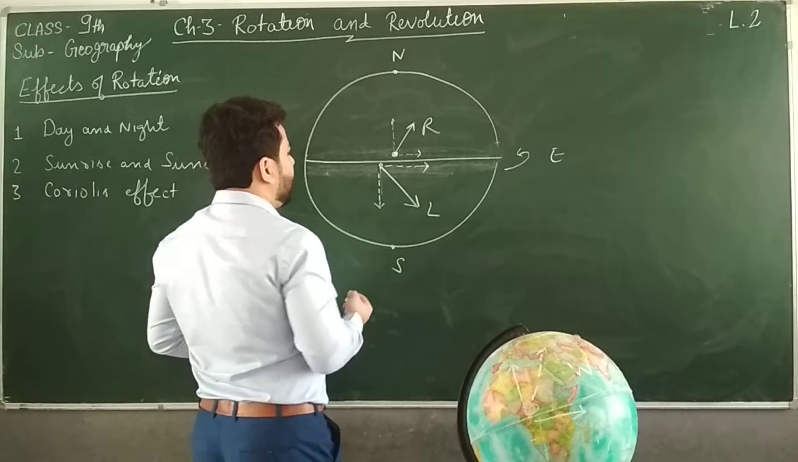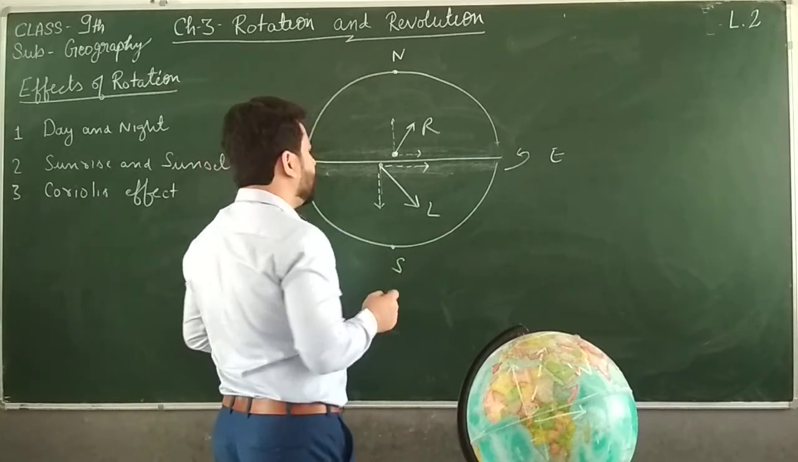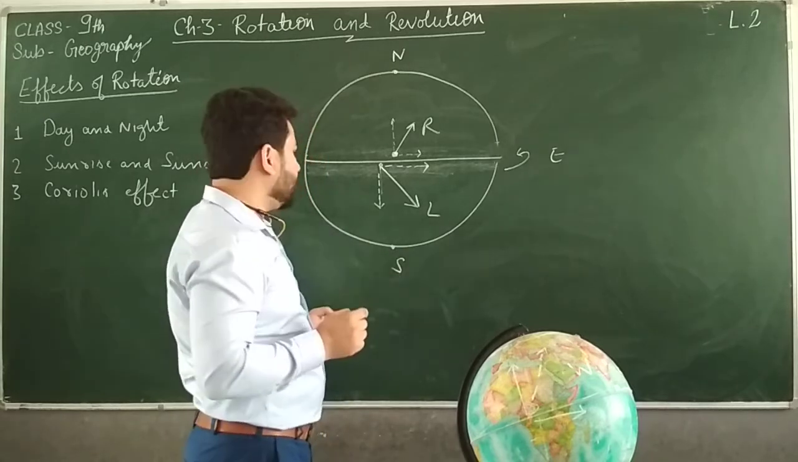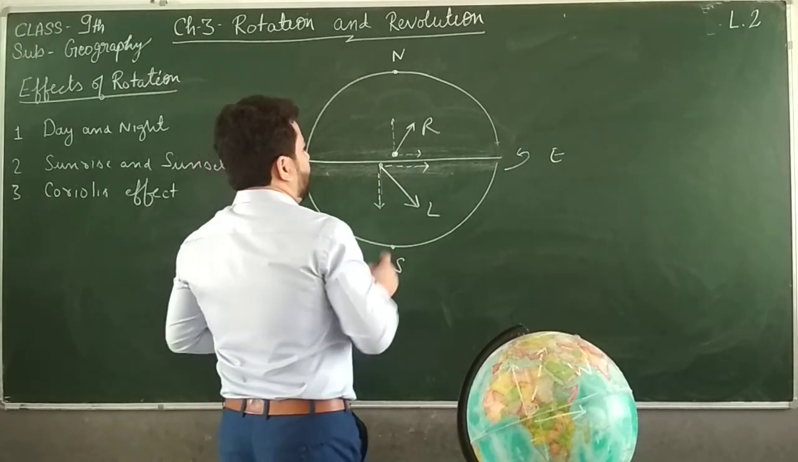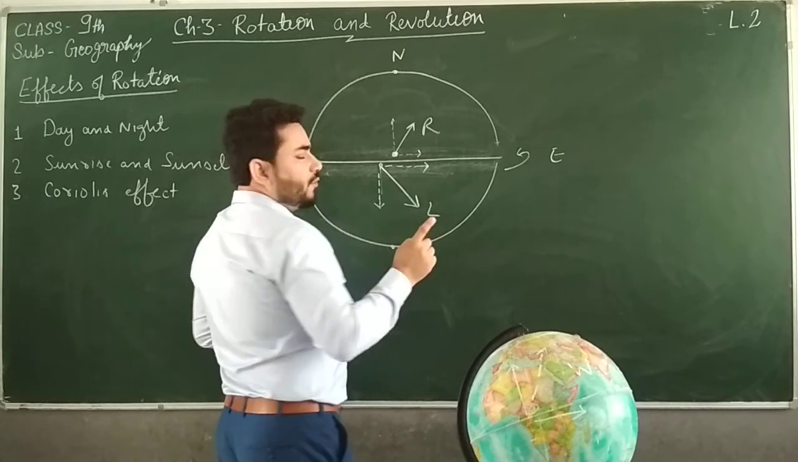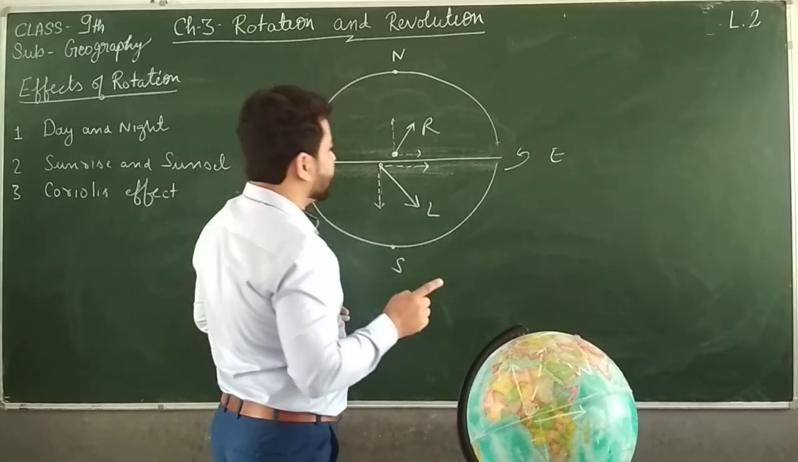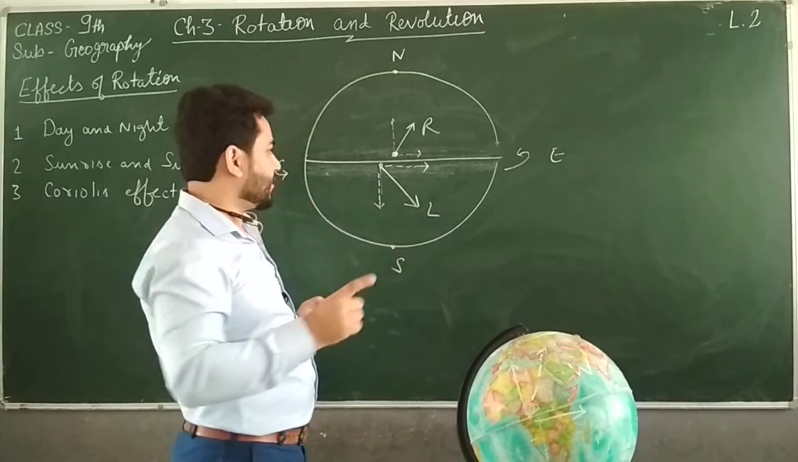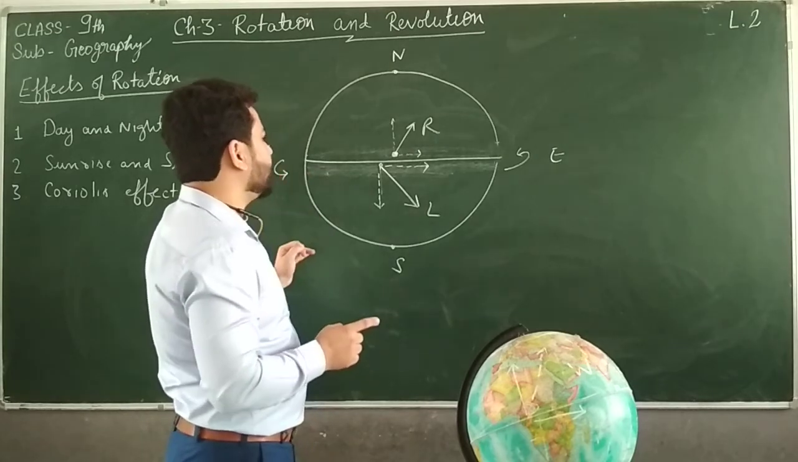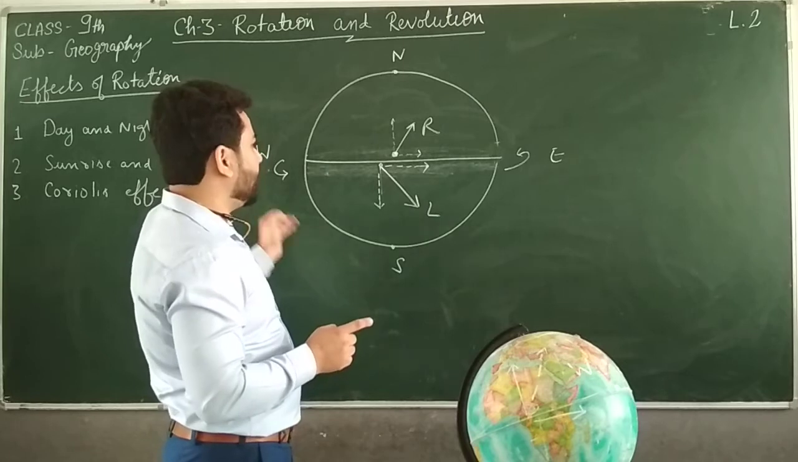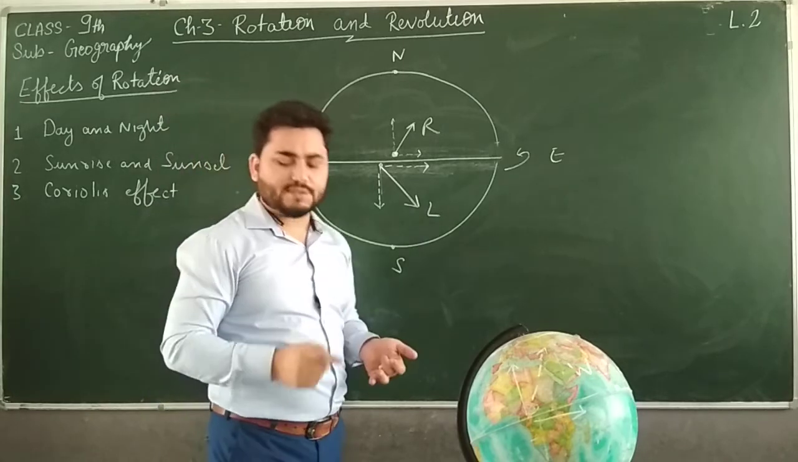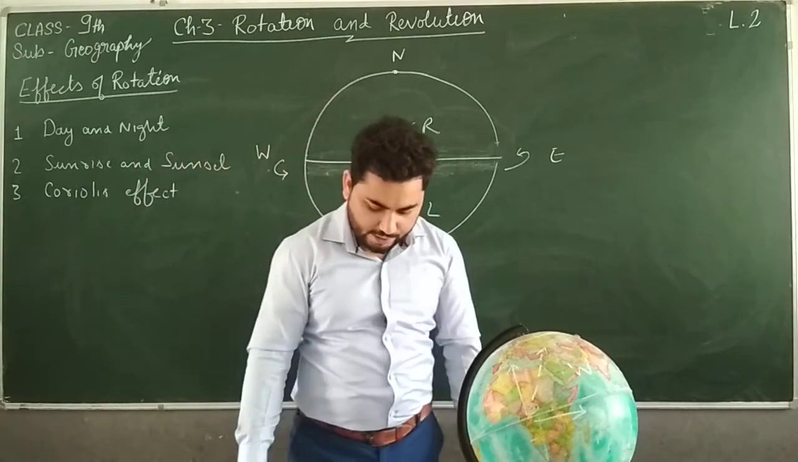So when water flows or an air mass flows, it gets deflected towards its right-hand side in the northern hemisphere and towards its left-hand side in the southern hemisphere respectively. That effect is just because of the variations in the rotational speed of the earth, and that is called Coriolis effect. I hope you would have understood that.